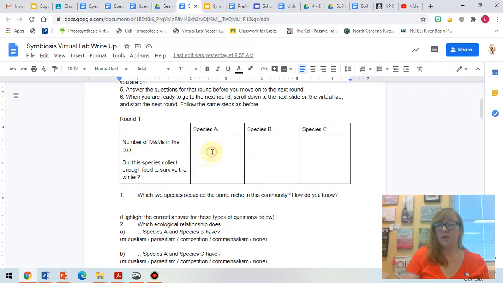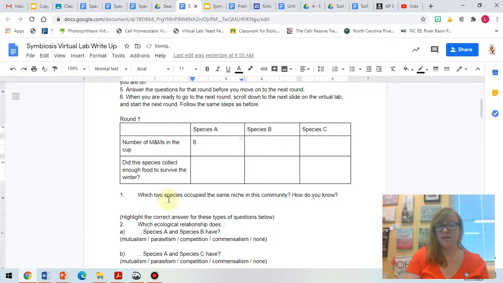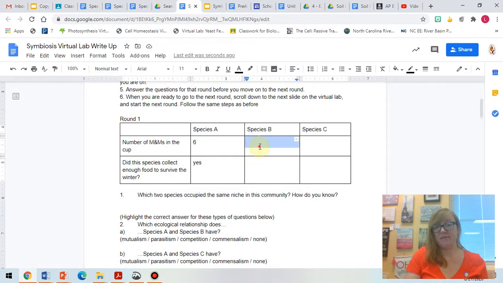Number of M&Ms in the cup for A. So all I have to do is count. 1, 2, 3, 4, 5, 6. Did I survive the winter? Yes, I needed at least 6. Now let's look at B. 1, 2, 3, 4, 5. Nope. I only got 5. So I put 5 here. And I put no. Sad face.